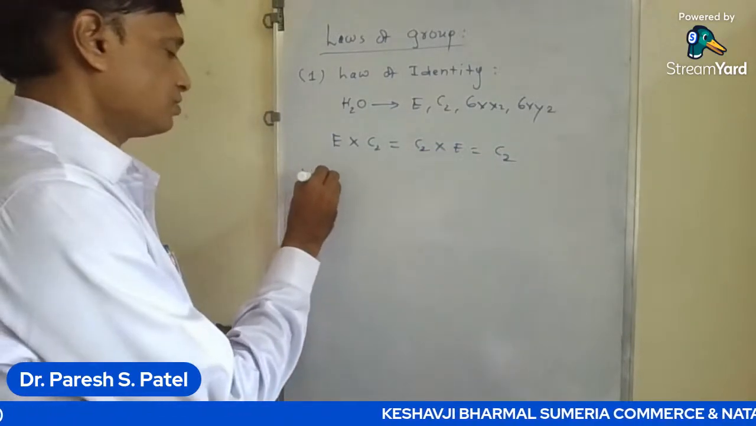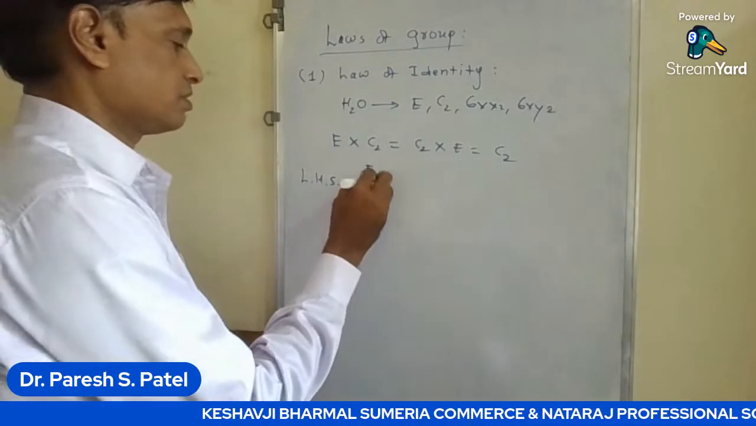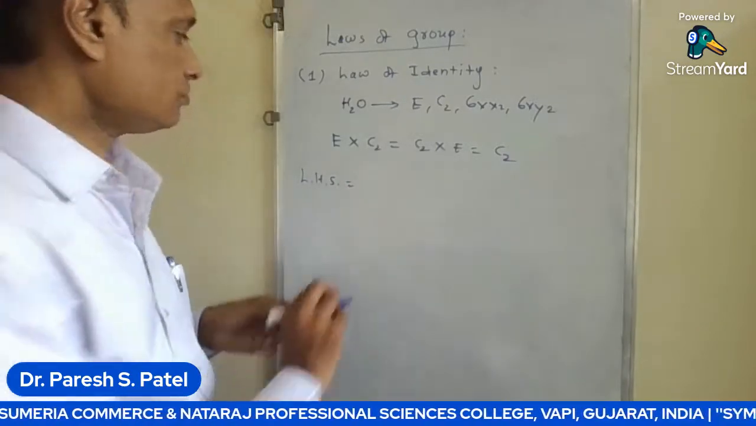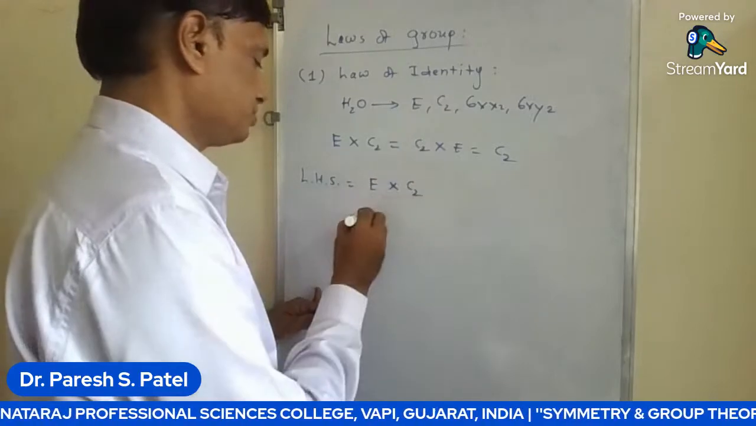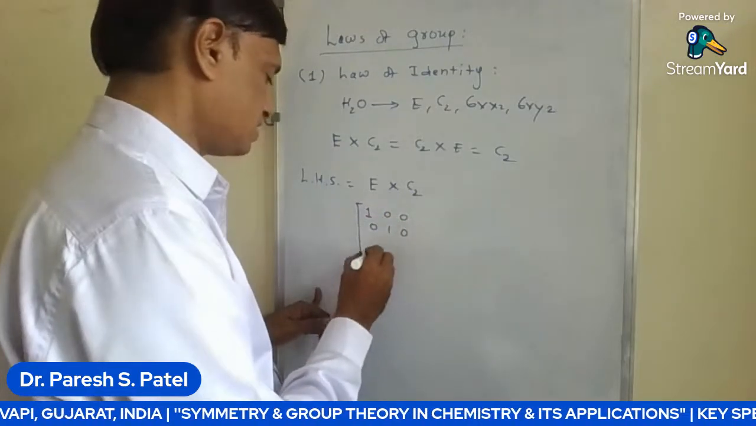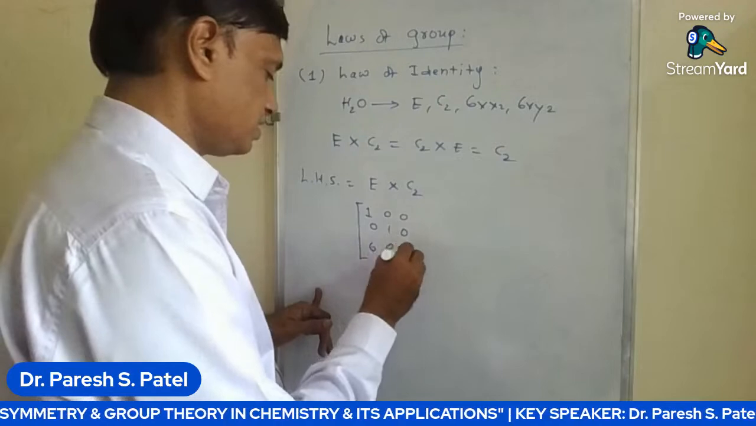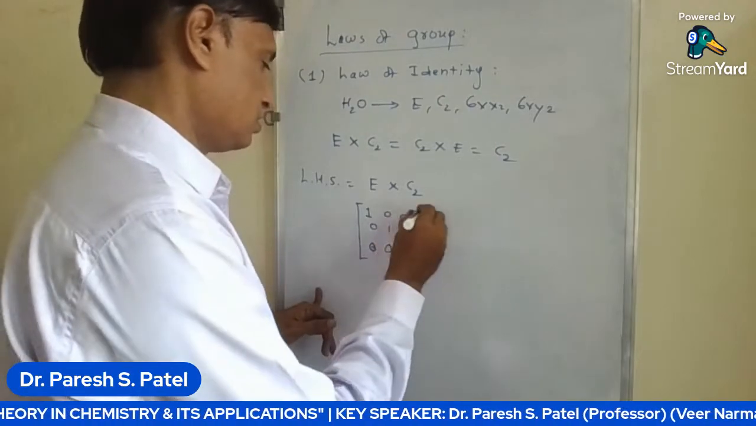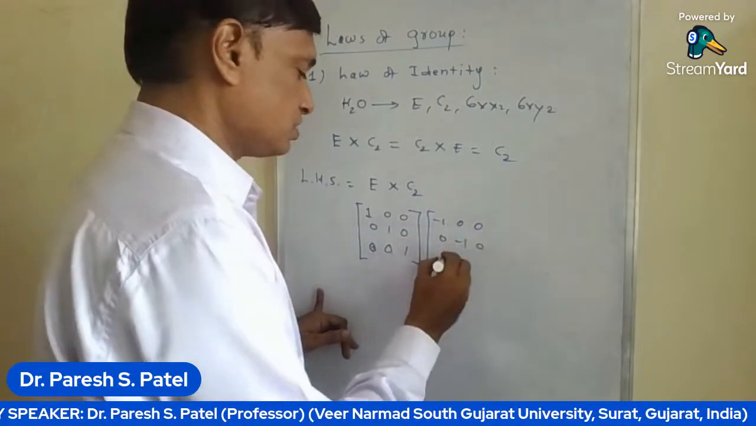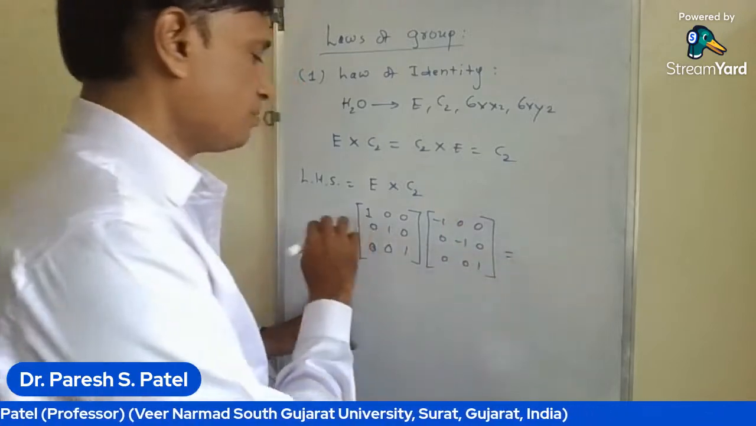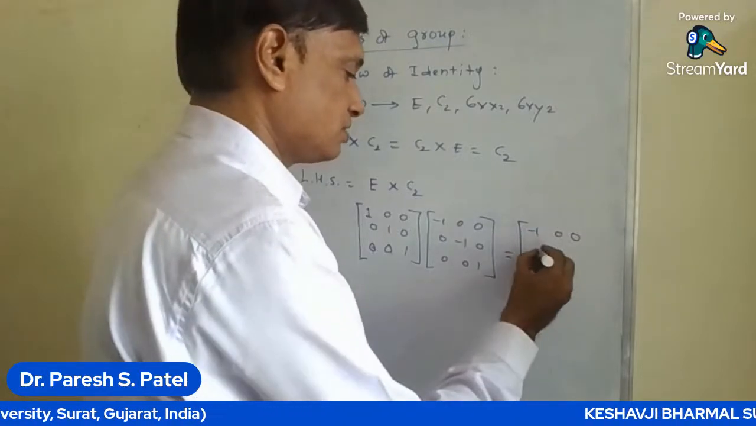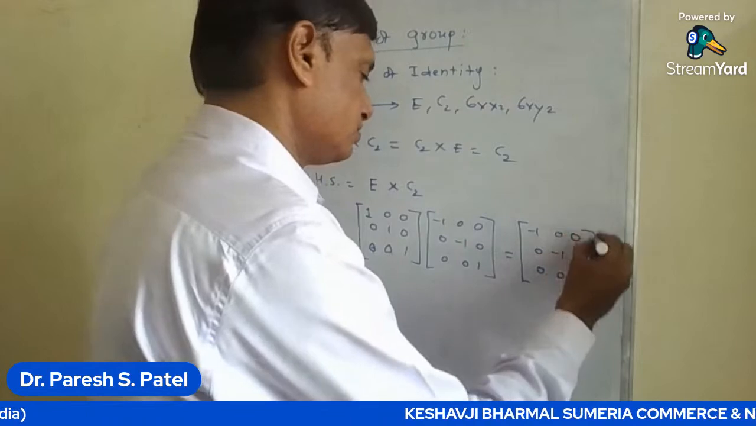Now left hand side is equal to E into C2. The matrix representation for identity is 1 0 0 0 1 0 0 0 1. And for C2, we know that it is minus 1 0 0 0 minus 1 0 0 0 1. So if you go for the combination of both these matrices, the answer will be minus 1 0 0 0 minus 1 0 0 0 1.